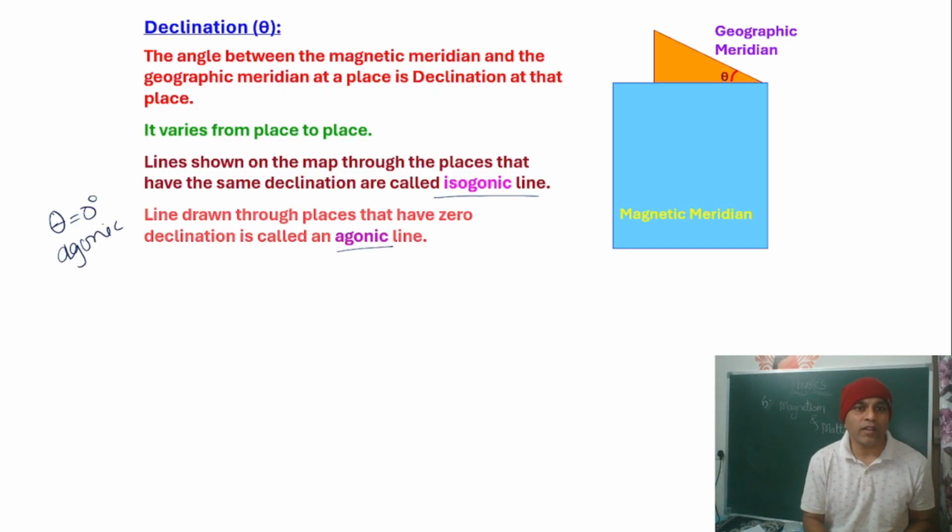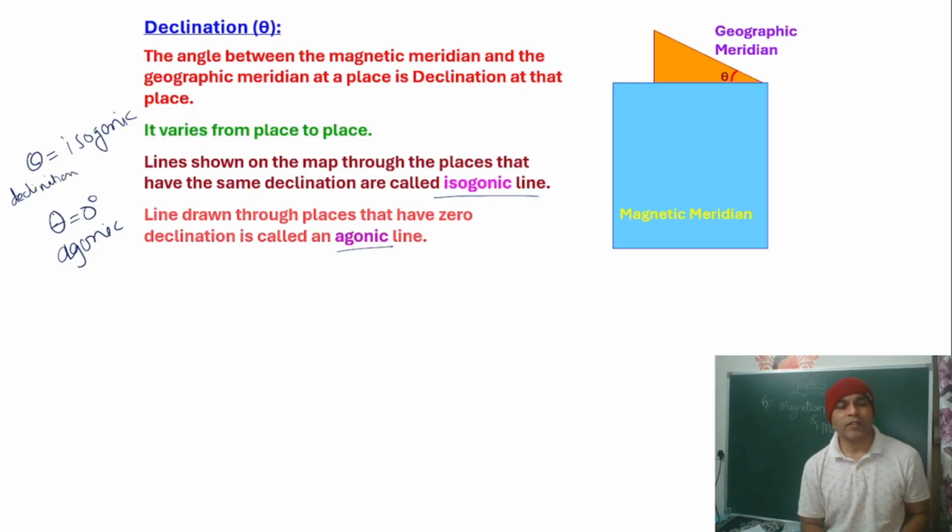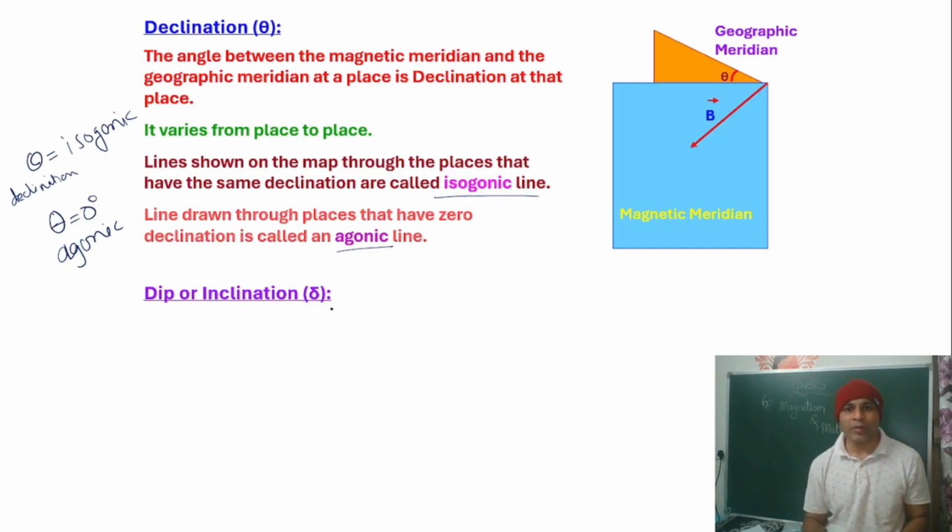And when theta has some value, places that have the same declination will be called isogonic. It is theta, declination. So now dip, or inclination.